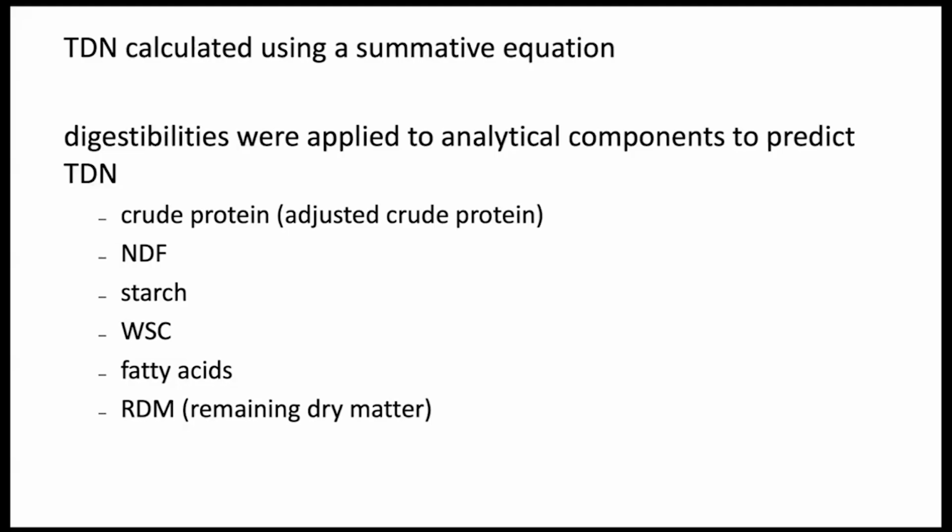Now, the last one there on the bottom, RDM, just stands for remaining dry matter. That's not something we actually measure. When we account for all the other analytical fractions, there's going to be some portion remaining that, based on the tests we have right now, we're not going to account for. That's going to be the difference there, and then we'll assign a general digestibility to that. In most situations, that's not going to have a huge impact on TDN.